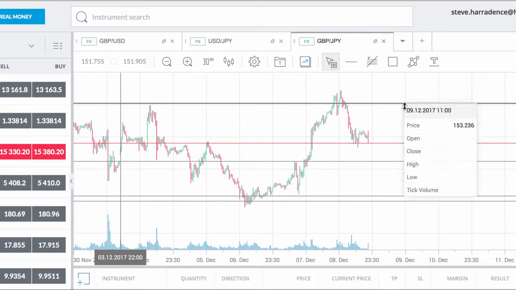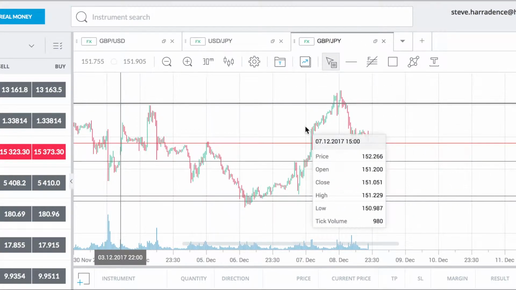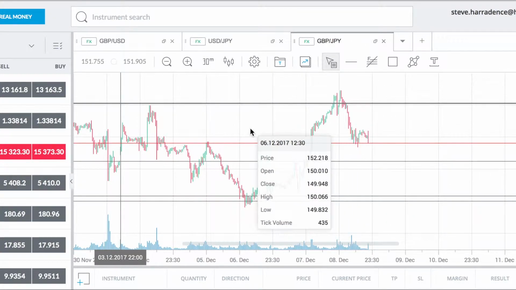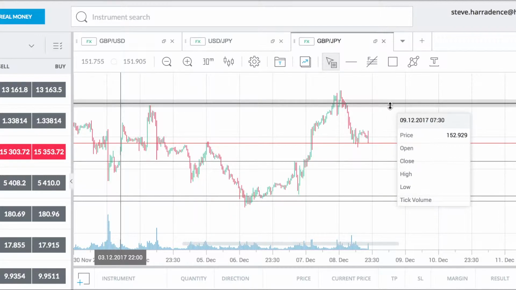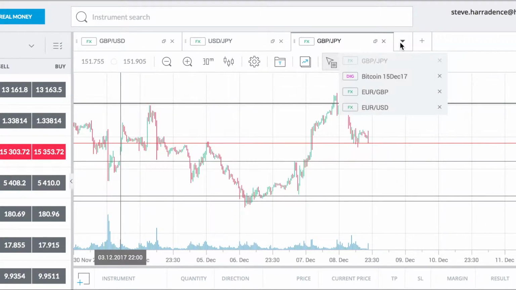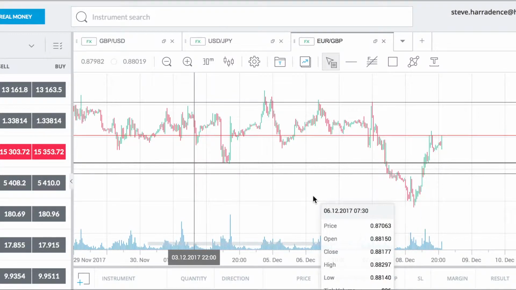Pound yen, I probably would leave that, see how the market reacts tomorrow when the UK opens, but potential buys around the 153 marker. We've got euro pound.